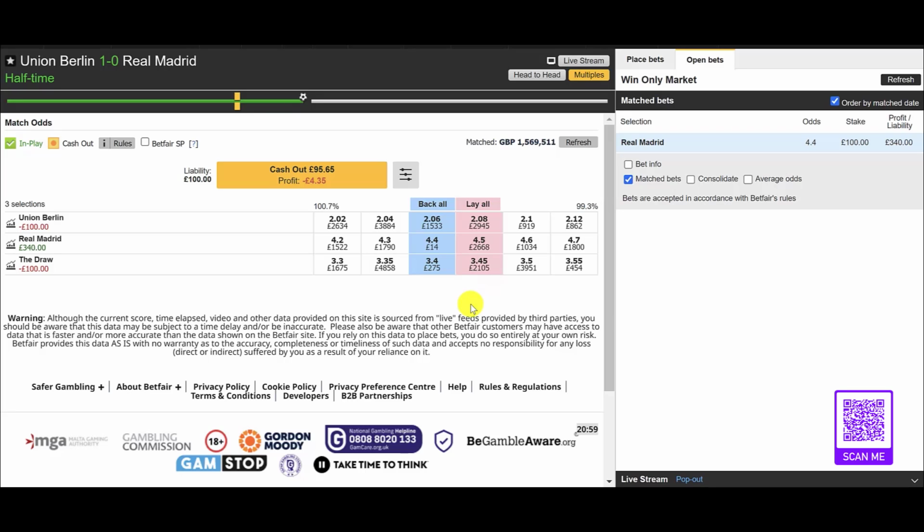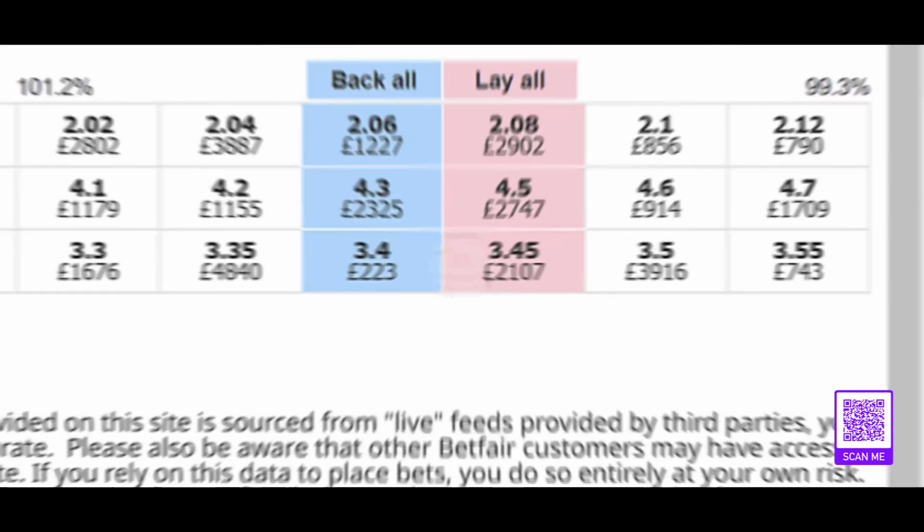And what we can do is, if Real Madrid can equalise early in the second half, we should be able to trade just on that movement, just on that price movement. But anyway, let's see how the second half develops. It is Union Berlin 1, Real Madrid 0 at half-time, but we're expecting it to be a Real Madrid win overall. Let's see what happens though.